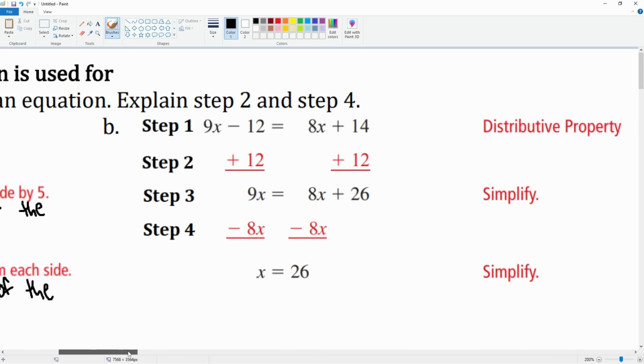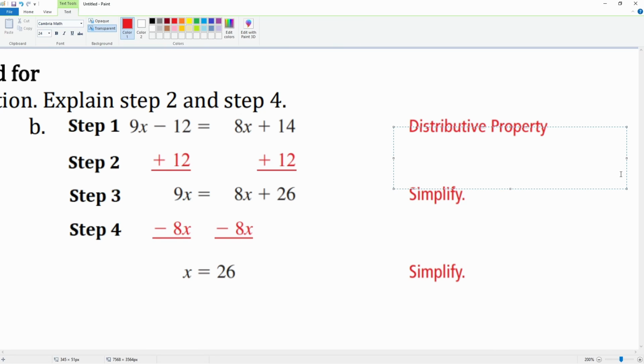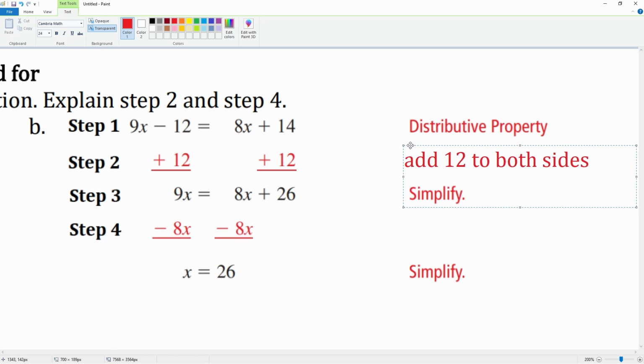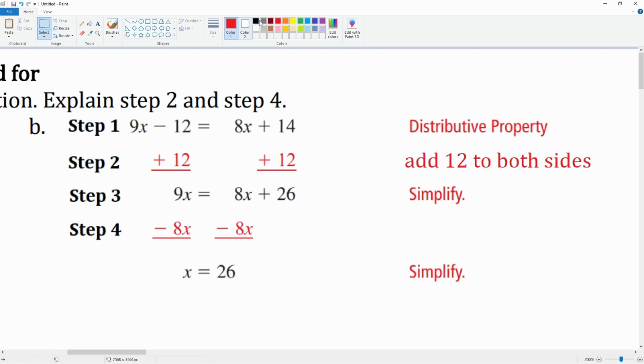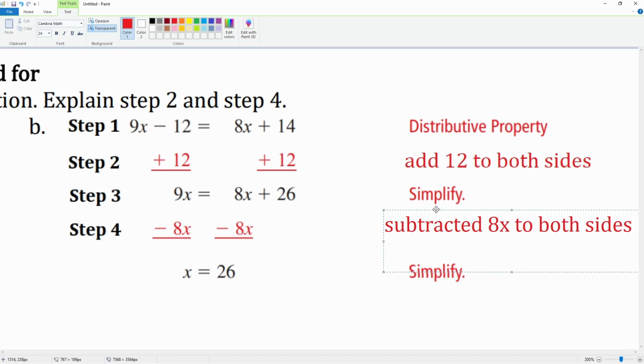Let's look at B. Here, they didn't give us the steps, so let's write down the steps first. So what happened here in step 2? Well, it looks like they add 12 to both sides. That's what they did here, so let's write that. And then what did they do in step 4? That looks like they subtracted 8x to both sides. Good job. So those were the steps that happened.